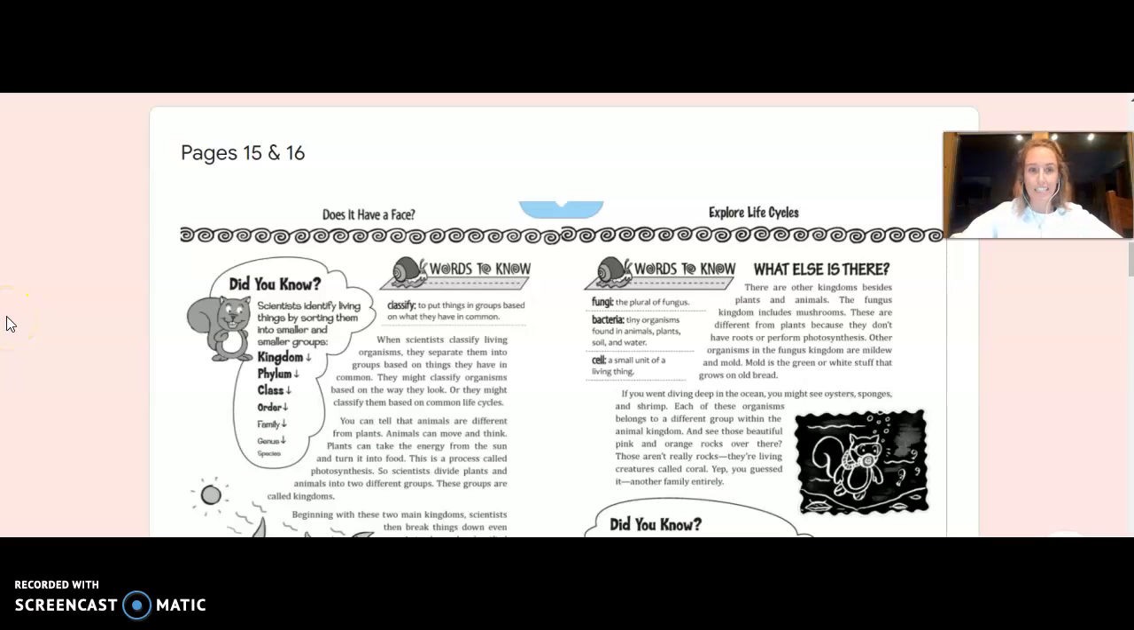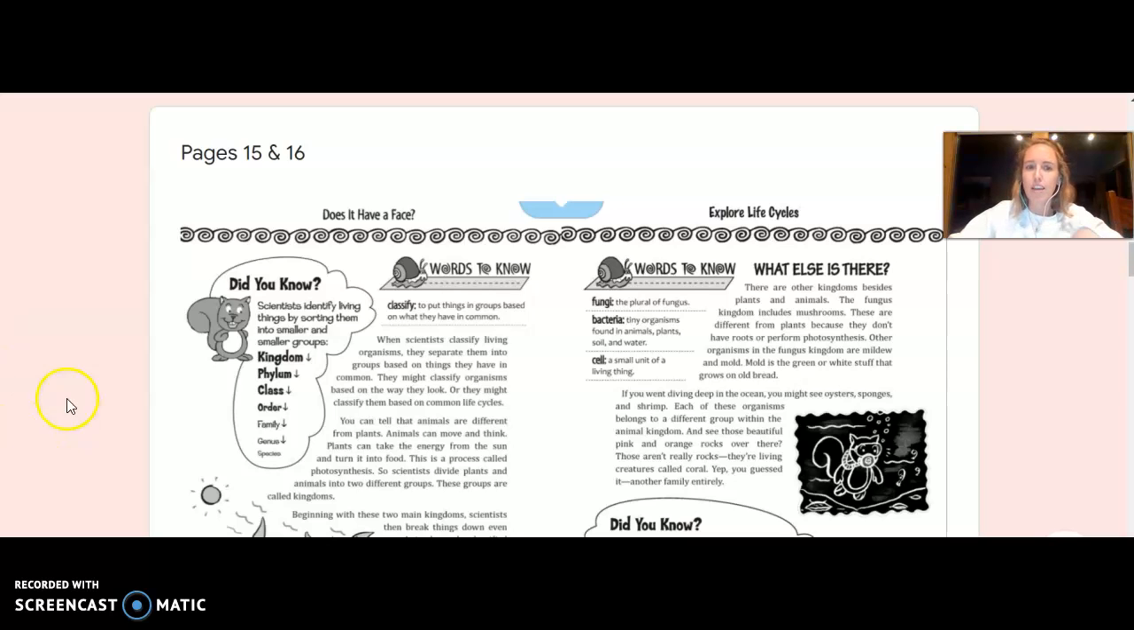Pages 15 and 16. Did you know scientists identify living things by sorting them into smaller and smaller groups, starting with kingdom, phylum, class, order, family, genus, and species?